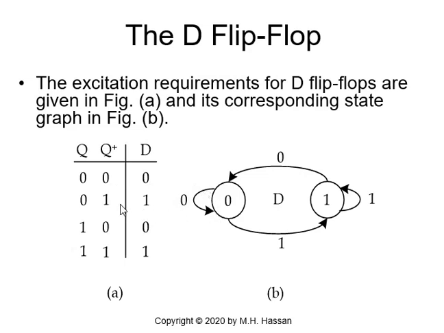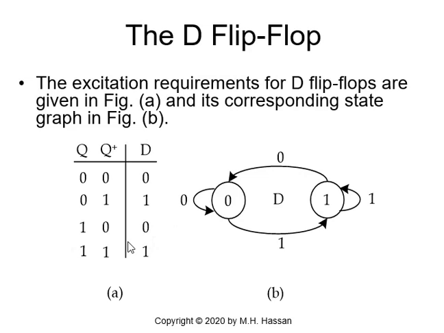If we are going to state 1, we need D to be 1. 0 to 1, I need D to be 1. If I am staying in state 1, 1 to 1, D has to be 1. And if I'm going back to state 0, D has to be 0. 1 to 0, D has to be 0. So the state graph is a graphical representation of the excitation requirements table shown.